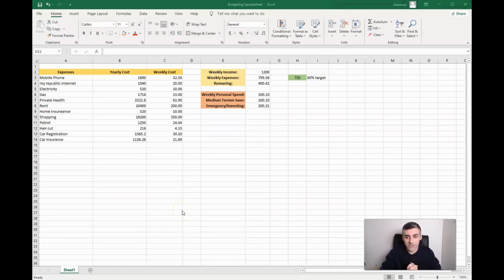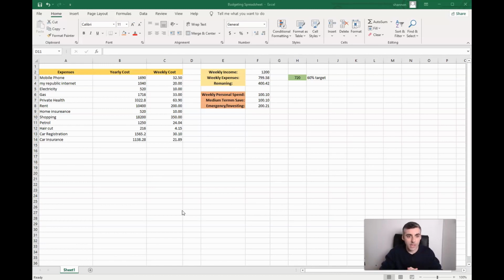In this one, I'm actually going to go through a budgeting spreadsheet. This is something that I use myself, and this is based off the Barefoot Investor method, which is basically spend 60% of your income on your expenses, and then what you have left over is going to go to things like your weekly spend, your medium-term savings, and your emergency investing fund.